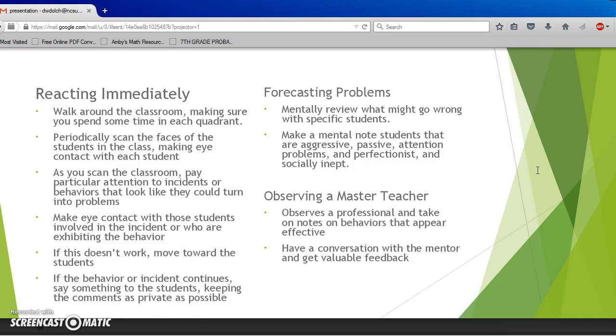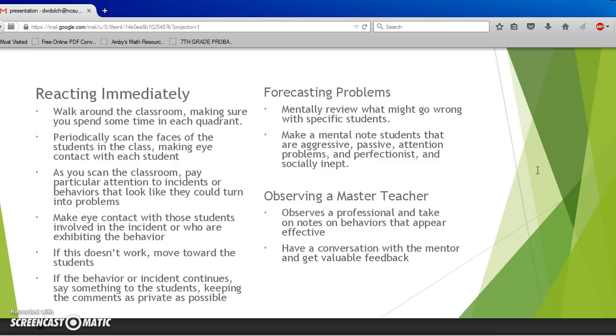If the behavior or incident continues, say something to the students, keeping the comments as private as possible. Also, there's forecasting problems. Mentally review what might go wrong with specific students. Make mental notes of students that are aggressive, passive, attention problems, etc.